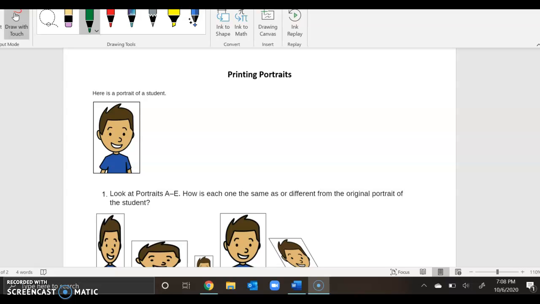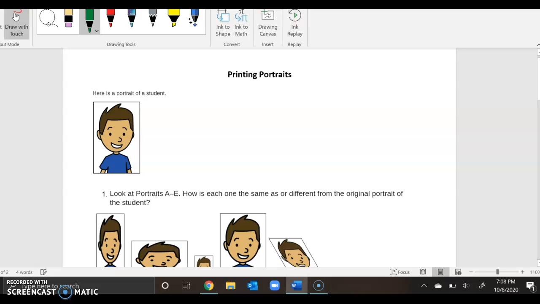Today we started our scale and similarity concept unit. So we're starting off very basic, not very much math involved today, just looking at some pictures and different shapes to learn about the concepts of scaling and similarity.